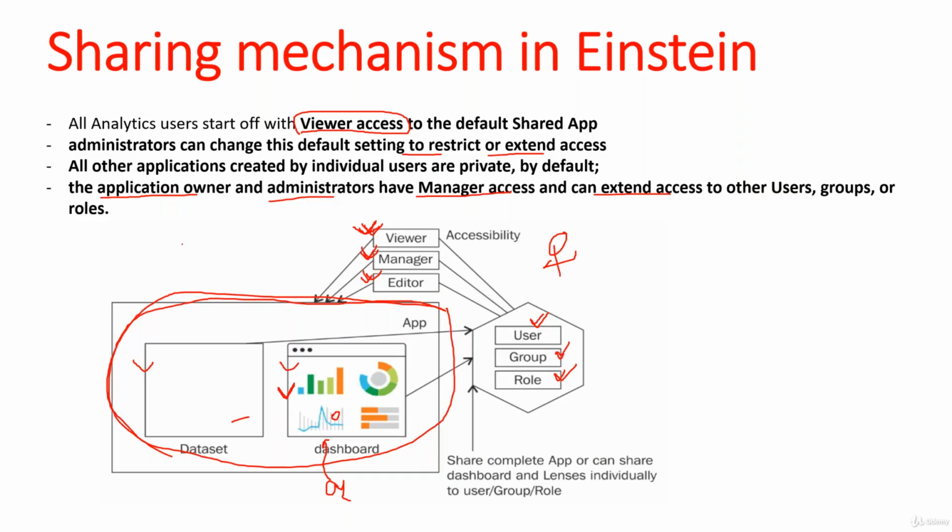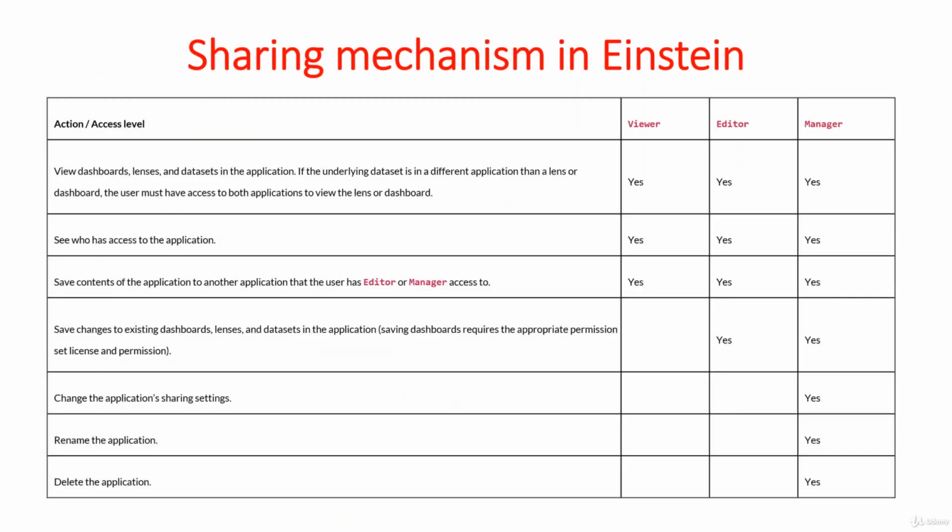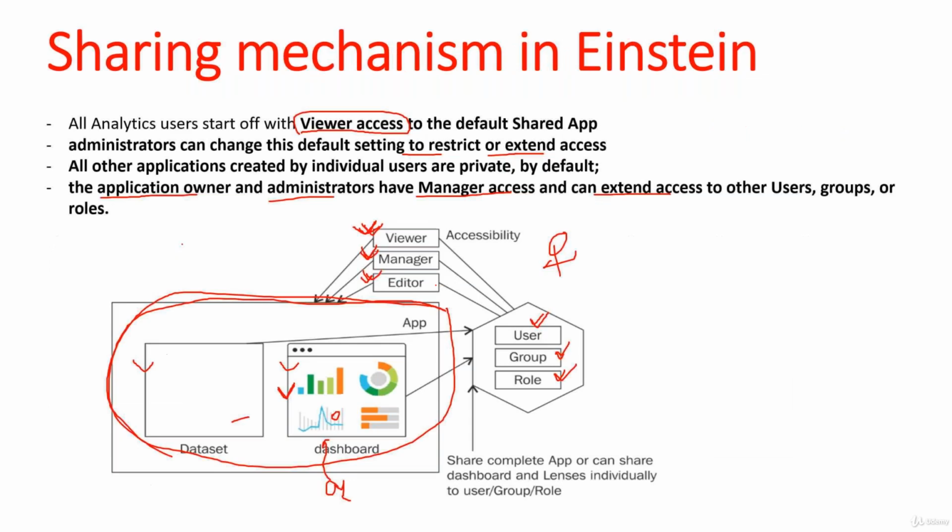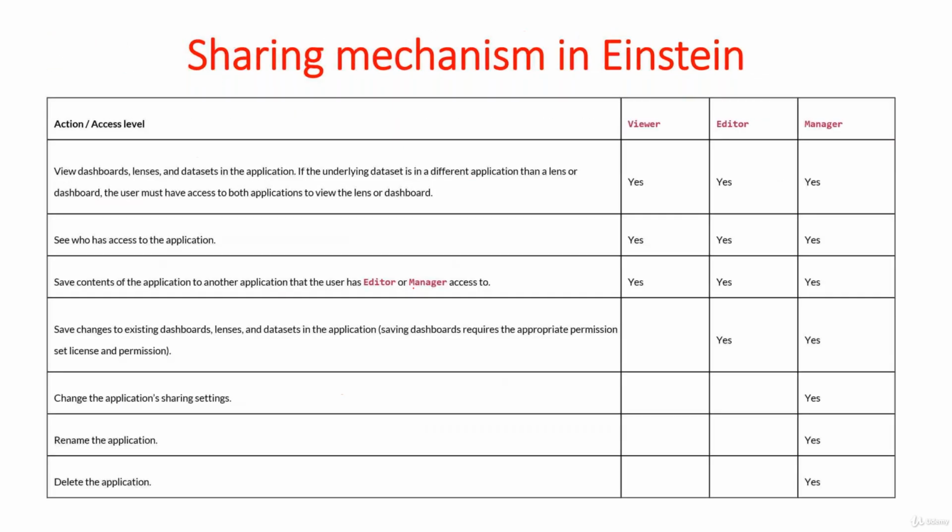Let's understand theoretically what we have when we do that. I have categorized the access level into three parts: viewer, manager, and editor. Let's see what kind of privileges you have when you access the application as a viewer, as an editor, or as a manager. If you have viewer access, which is nothing but minimal access, you can view the dashboard, the lens, and the data set you have in the application. And if the underlying data set is in a different application than a lens or a dashboard, then users must have access to both applications.